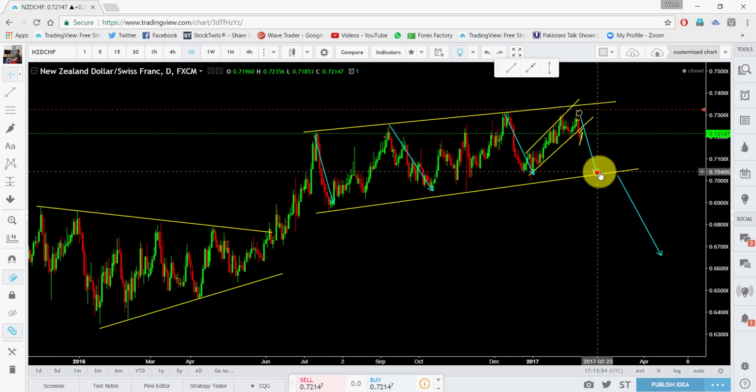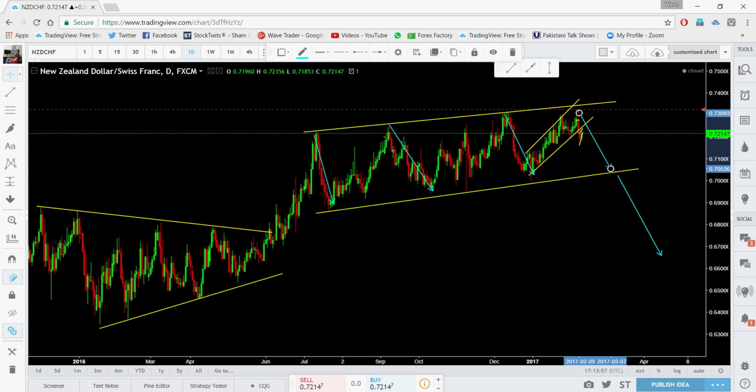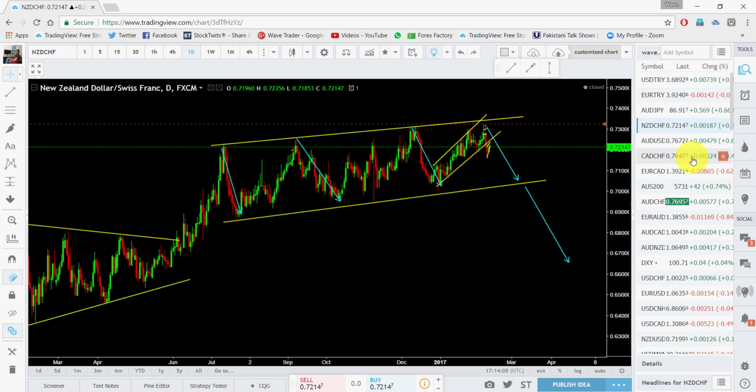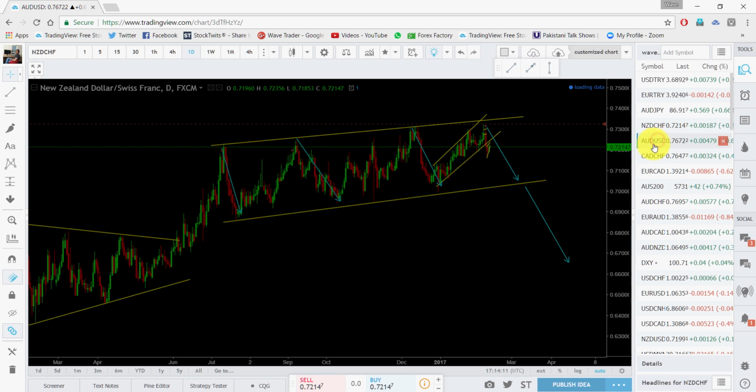Okay, so this move we are looking for. So still 50% is there. So let's let the pullback complete itself and then look for a short. All right.